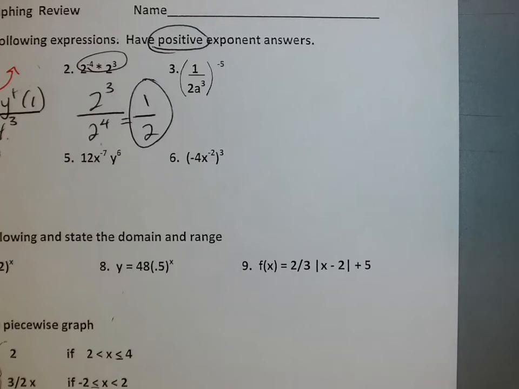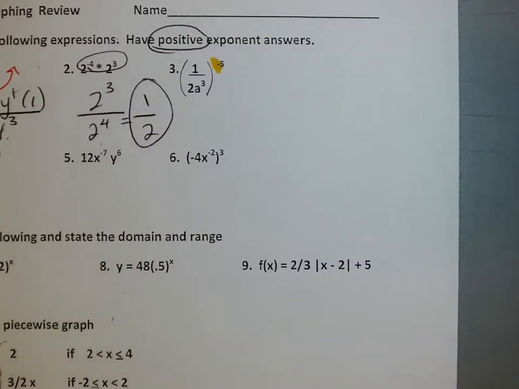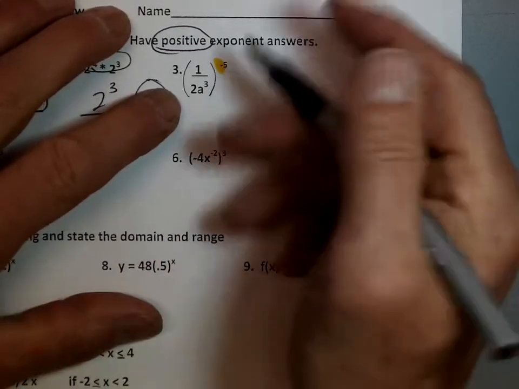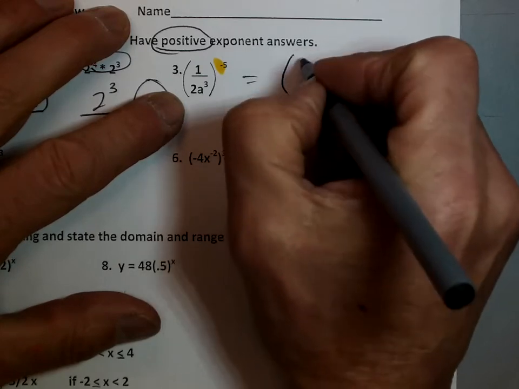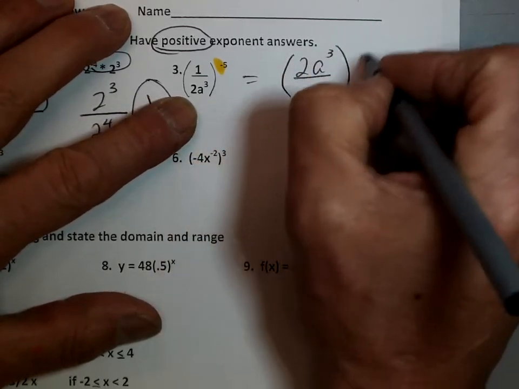Okay. Number 3, a little bit like our warm-up. I see a negative exponent. You guys see a negative exponent, right there? So the first thing I'm going to do, we have a rule. If you have a negative exponent, I can flip the fraction. So I'll rewrite this as 2a to the 3rd over 1 to the 5th power.